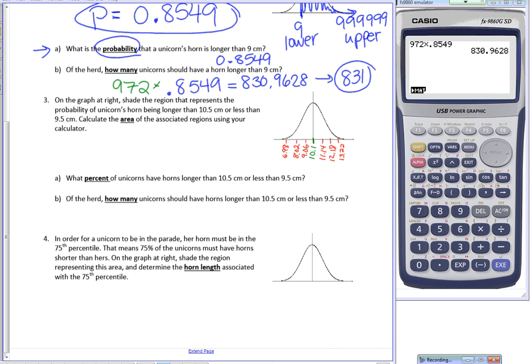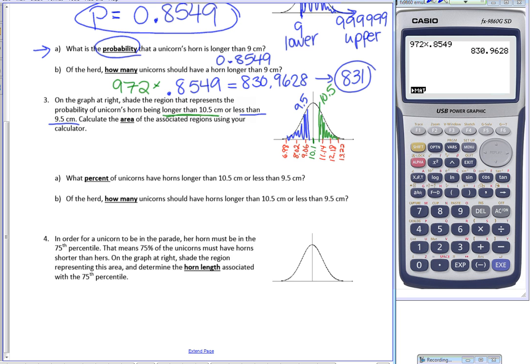Okay, so on number 3, it says shade the region that represents the probability of a unicorn's horn being longer than 10.5. So from 10.5, I could go up, or less than 9.5. So from 9.5, I can shade down, but I'm not in between two sections. And what my calculator gave me was the probability that I was in between two sections. So we have a couple of options for how we could figure it out.